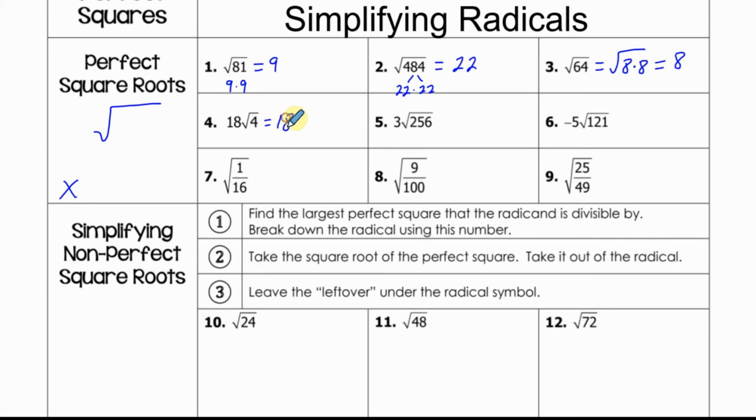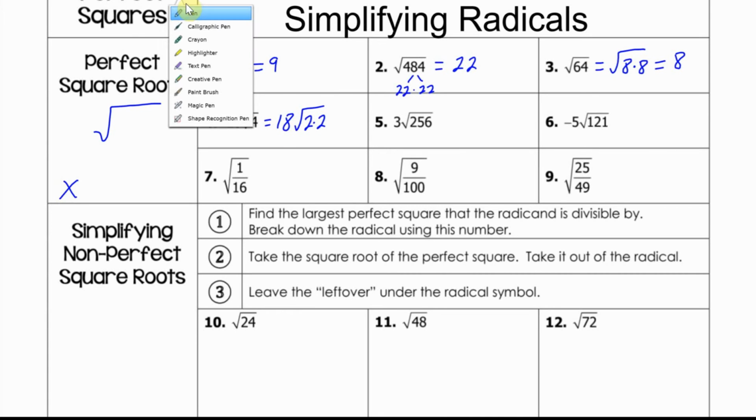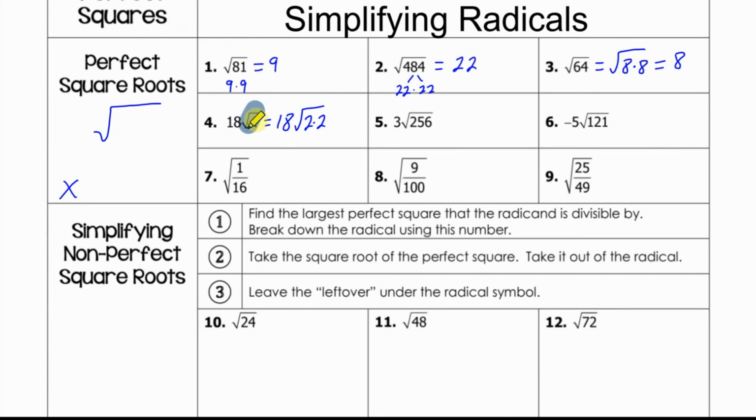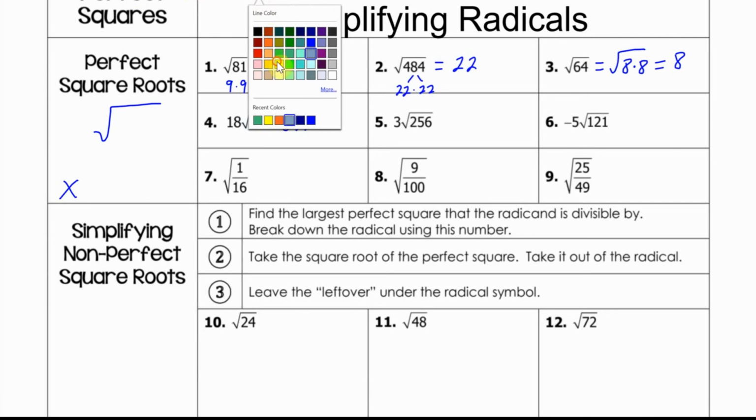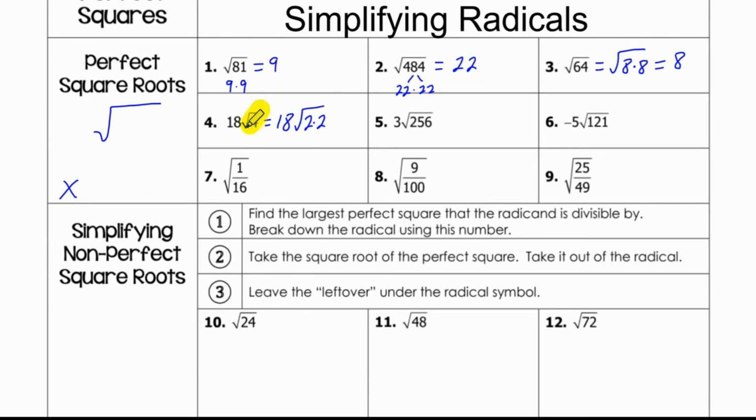You're probably not going to write it out this way until we start coming down here. Right? So the square root of 4, let's change that color. That's a little dark. So the square root of 4 is the same thing as the square root of 2 times 2. It's just written differently. And now, either way, whether you say the square root of 4 or the square root of 2 times 2, you get 2. So this is equal to 18 times 2, which makes 36.